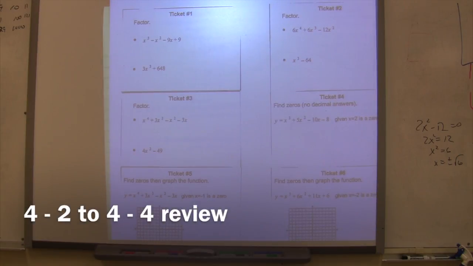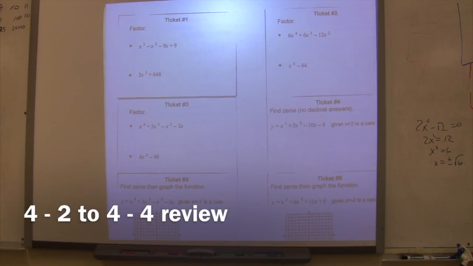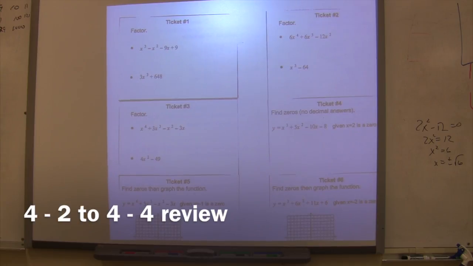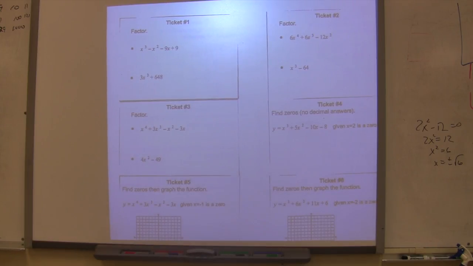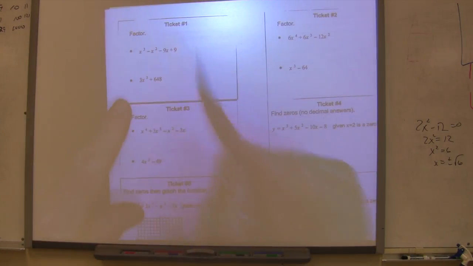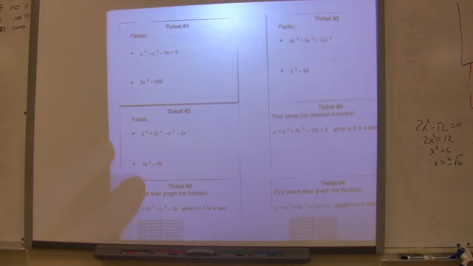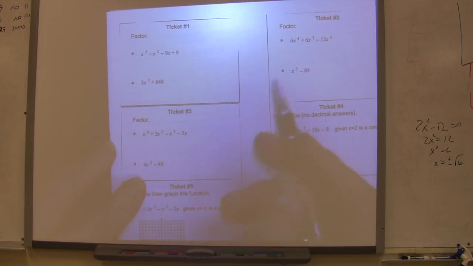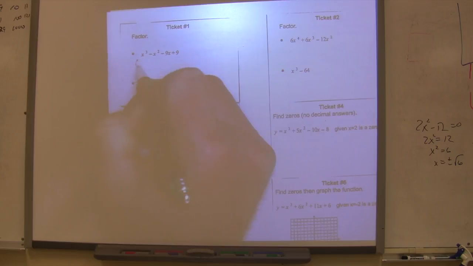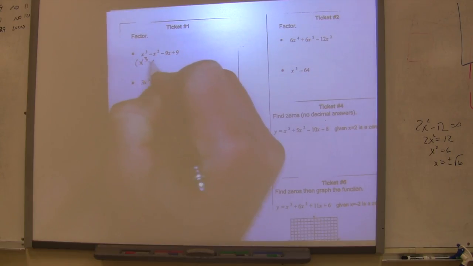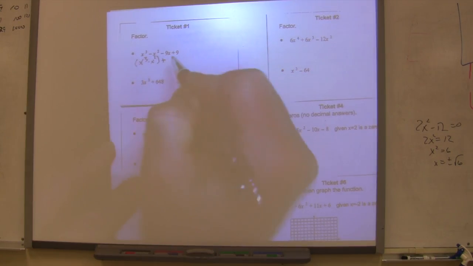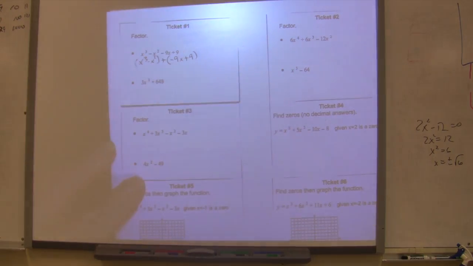All right, this is the ticket activity that we did in class and a review for the test over 4.4 to 4.6. So again, on this, the first one asks us to factor it. Remember, if there are four terms, we want to try it by grouping. So I'm going to group the first two together, and then remember you want to put plus and keep that negative sign inside the parentheses.